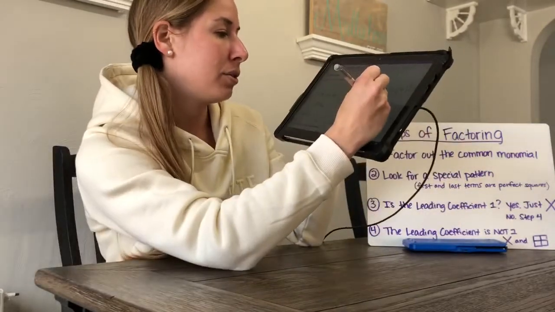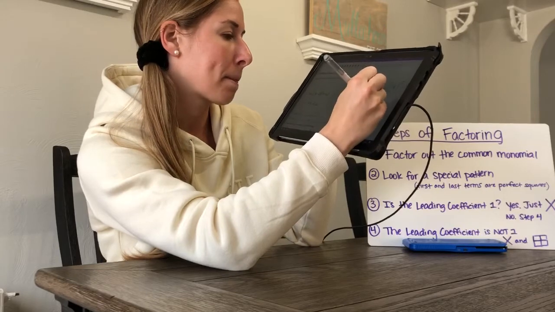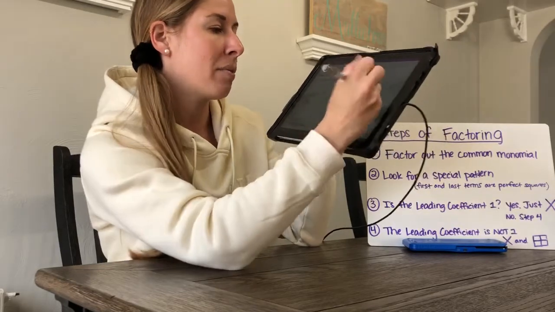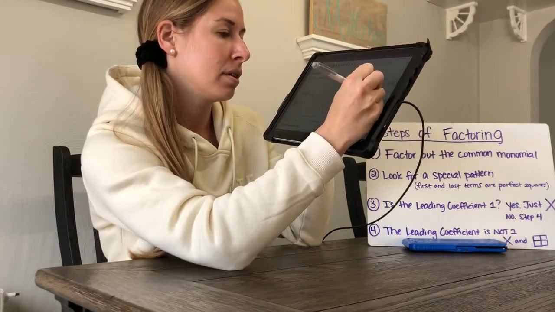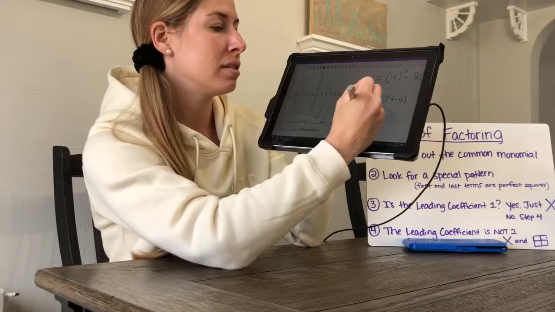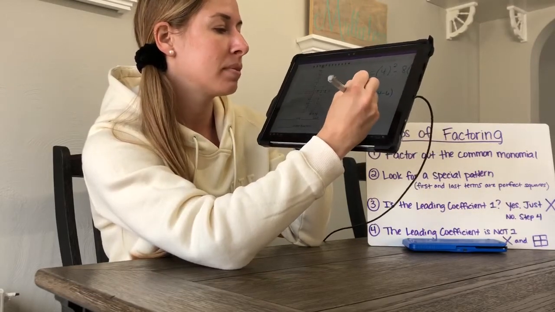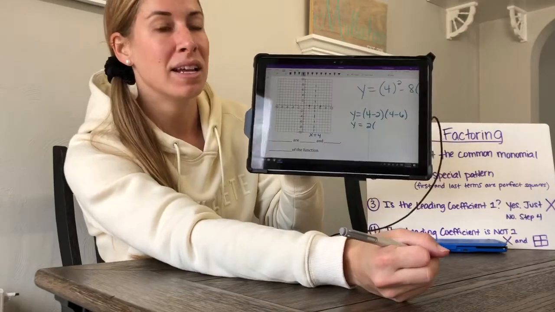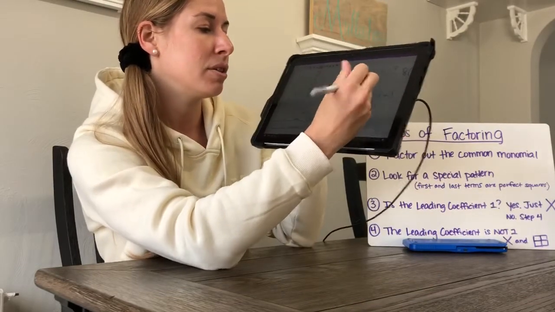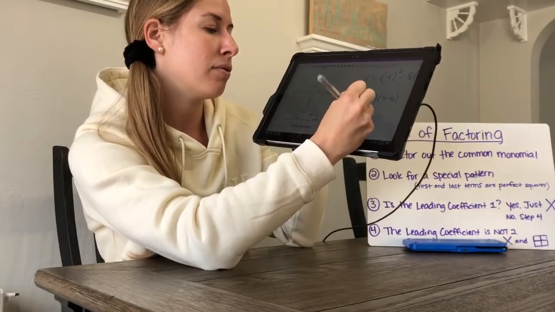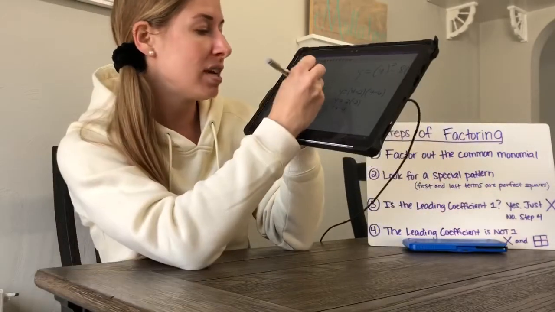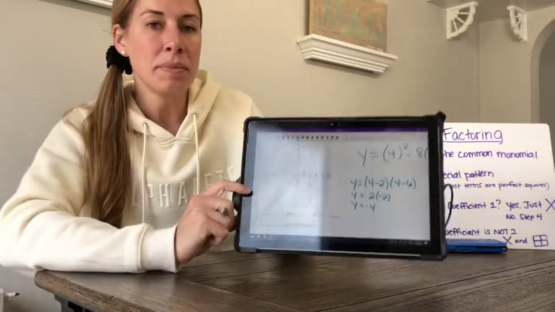4 minus 2, and then 4 minus 6. So 4 minus 2 is 2, times 4 minus 6 is negative 2, and 2 times negative 2 is negative 4. So the y value of our vertex is at negative 4.